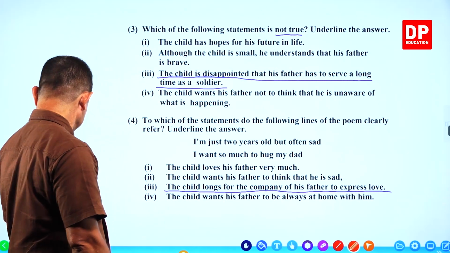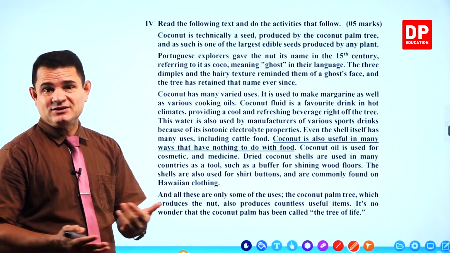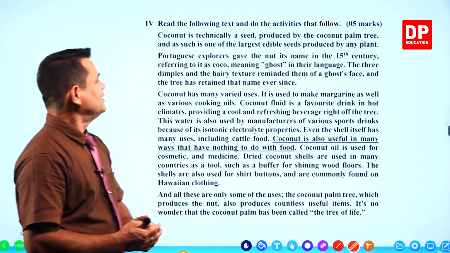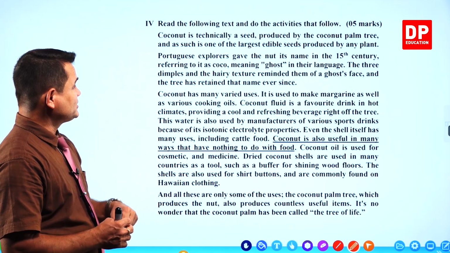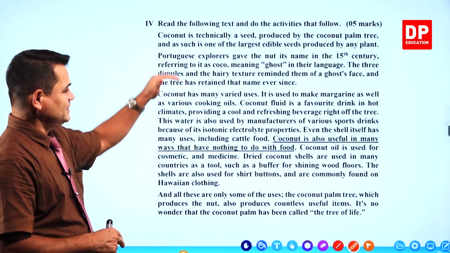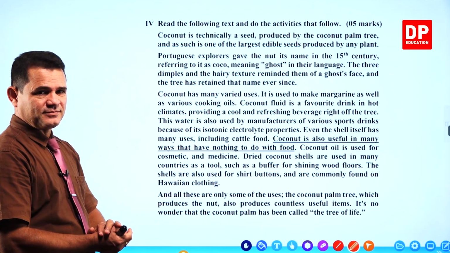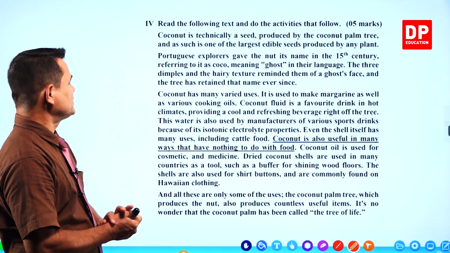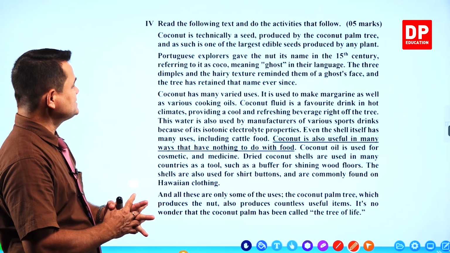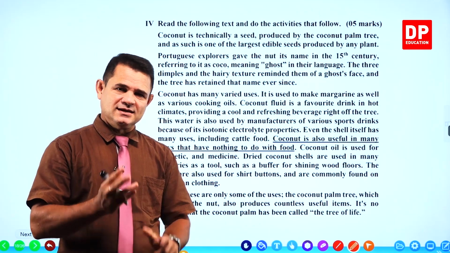Let's look at the next one. Once again, a paragraph. I must say that thing. Now, because this part is reading comprehension. Read the following text and do the activities that follow. There's a text given and there are some activities below that. Coconut is technically a seed.